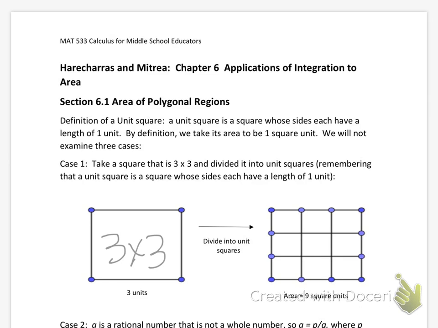So how come I pick 9? Well, 3 by 3 is 9 squared, and therefore I must have 9 of 1 unit square. So each of these boxes right here is 1 unit square, and I have 9 of them. So in case 1, that's how we're defining area. Okay, let's move on to case 2 in the next slide.